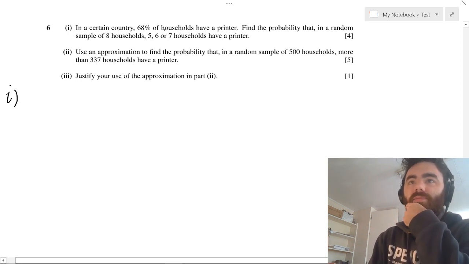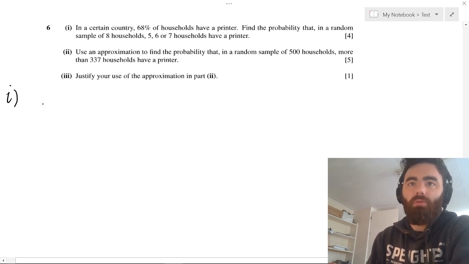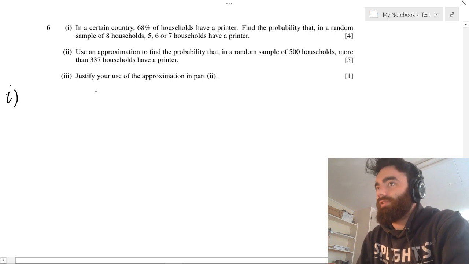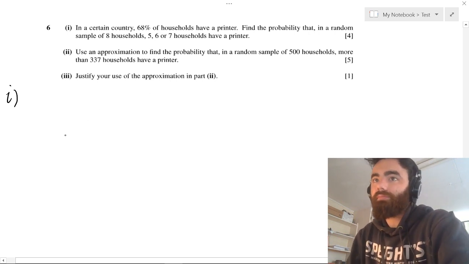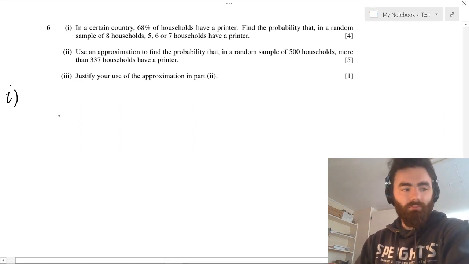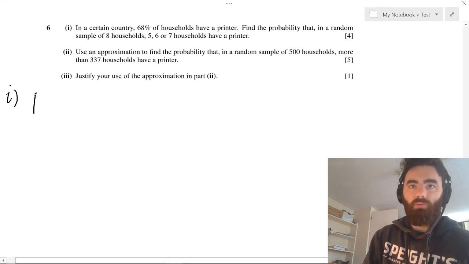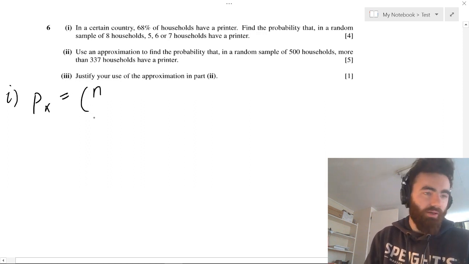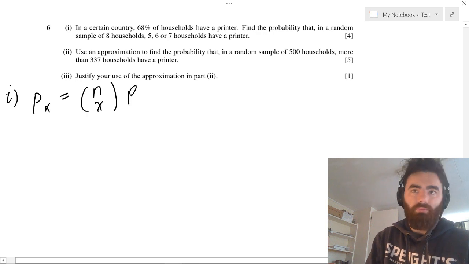In a certain country, 68% of households have printers. Find the probability that in a random sample of 8 households... Okay, so this is just the binomial distribution, because we have a success, a household has a printer, and a failure, a household does not have a printer. So let's do that. You can just go on your formula sheet and see that the probability for the binomial distribution is n choose x.